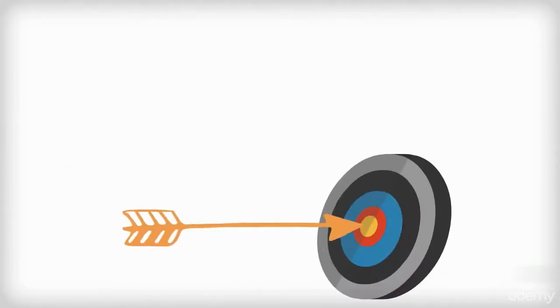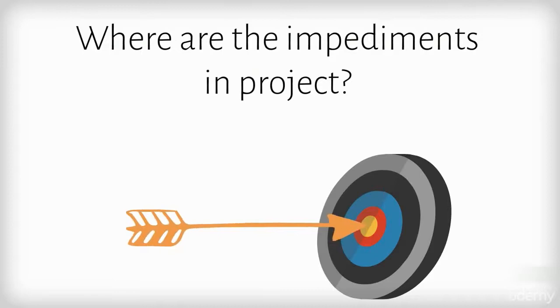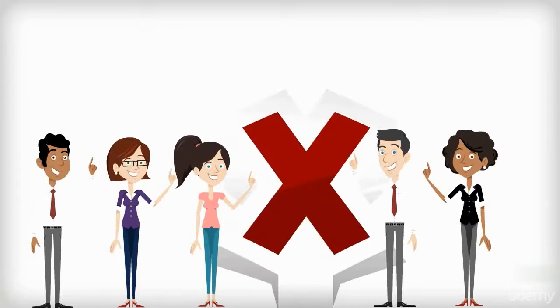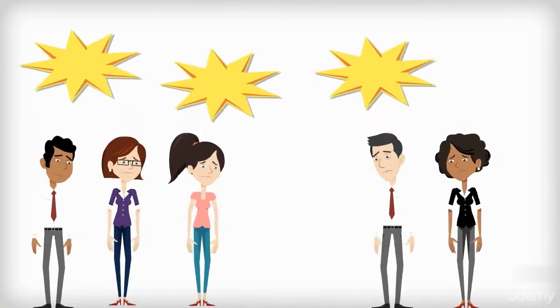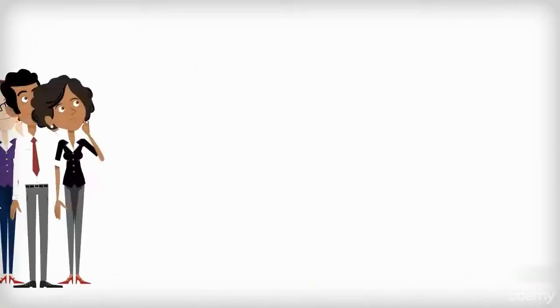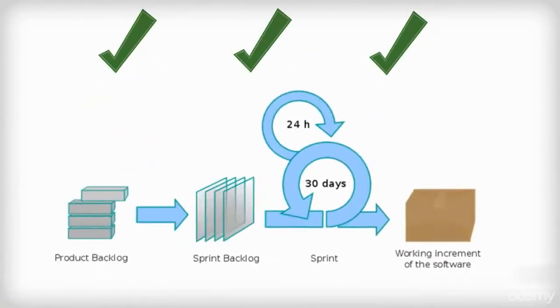Improving practices. The object in root cause analysis is to ask, what problems does the team have with the project delivery? Or, where are the impediments in the project? For example, in some cases, communication is a problem. In other teams, there are far too many defects in the product they have delivered, and in yet other teams, there are people not fulfilling their roles or not fully understanding them. It is very important to establish where these problems are so they can be solved within the remit of Scrum.